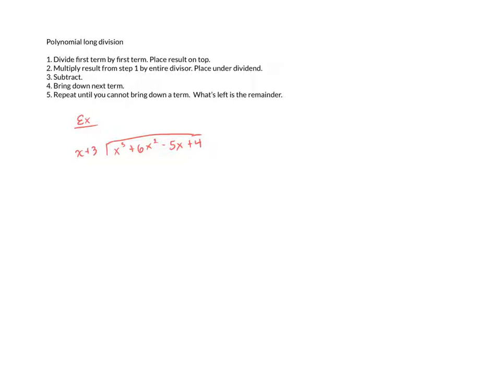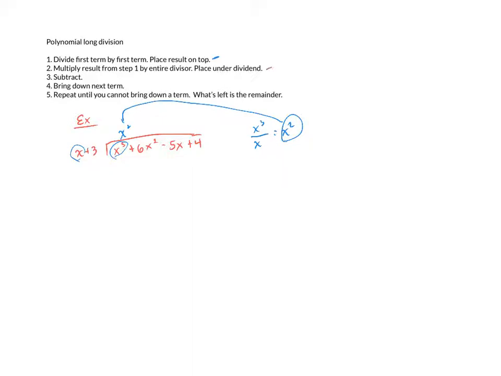So the first thing we're going to do is divide first term by first term. Now what that means is the first term in my dividend, x cubed, is going to be divided by the first term in my divisor, which is x. So x cubed divided by x is x squared. That's the number that's going to go on top of the division sign, the little house. So that's just fine. It's just like the first thing that we did with the numbers.